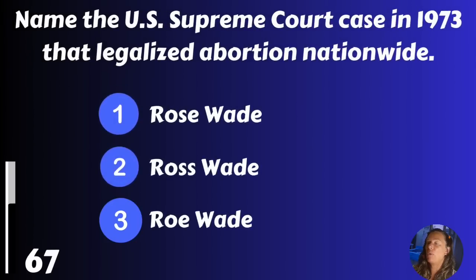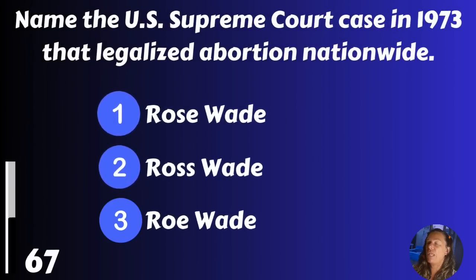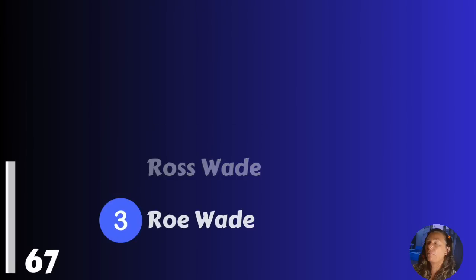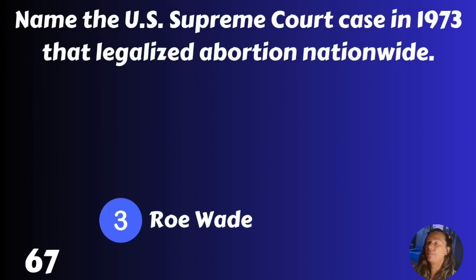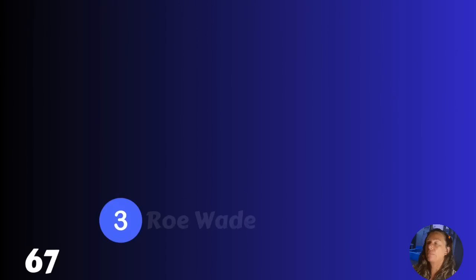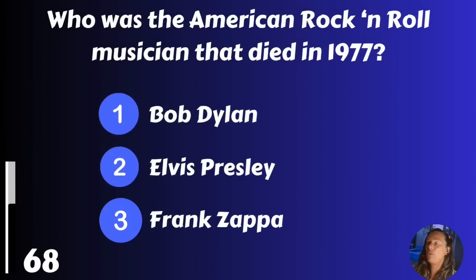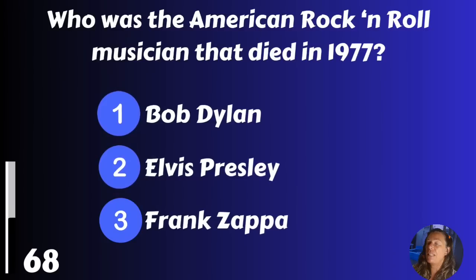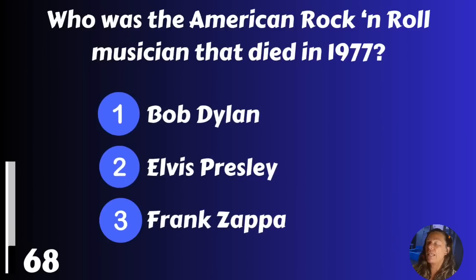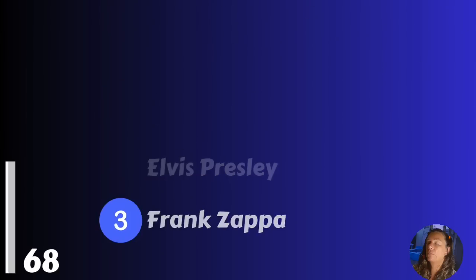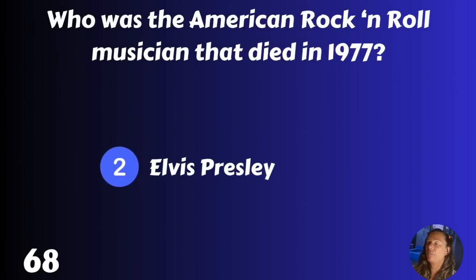Name the US Supreme Court case in 1973 that legalized abortion nationwide. Rose Wade, Ross Wade, or Roe Wade? Roe Wade. Who was the American rock and roll musician that died in 1977? Bob Dylan, Elvis Presley, or Frank Zappa? Elvis Presley.